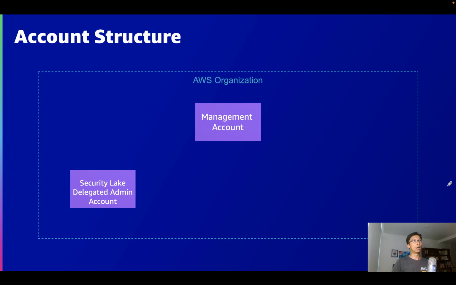Let's take a look at the demo that we're going to show you. Within our demo, we actually use an organization. And within the organization, we have a management account. So you technically would use the management account to set things up in the first place. And also, Amazon Security Lake allows you to configure a delegated admin account. So once this delegated admin account has been configured, you can use this account to configure the security settings.